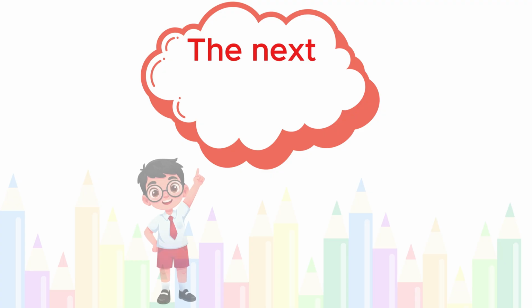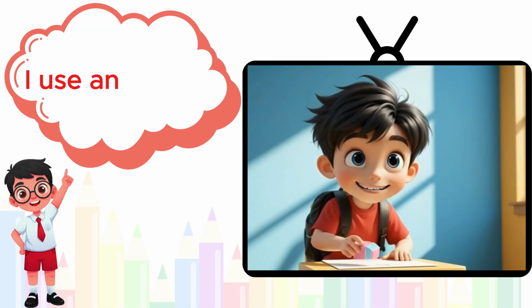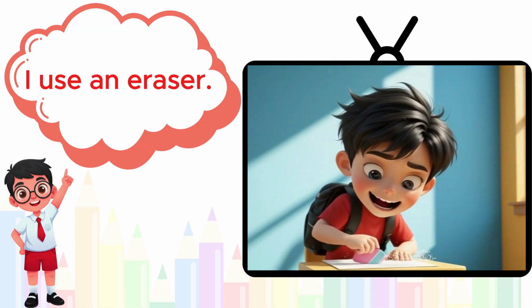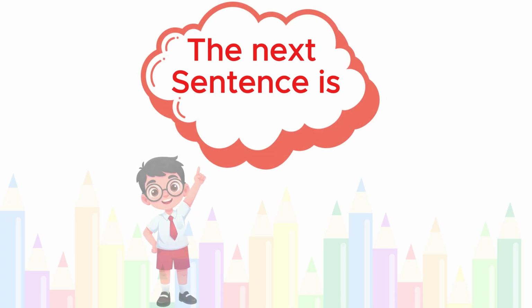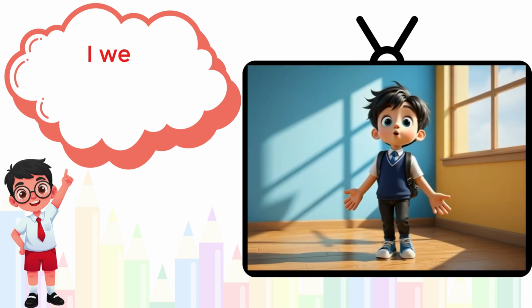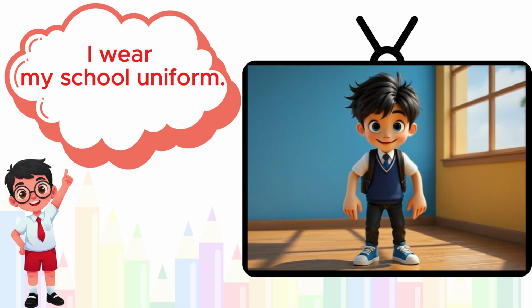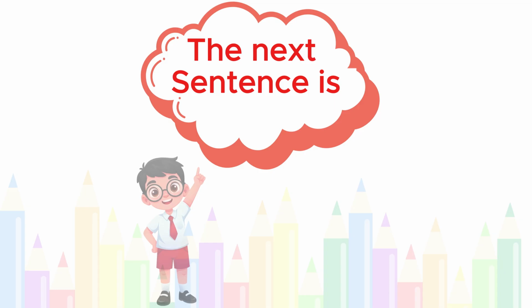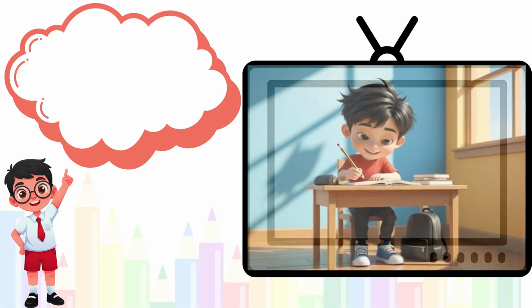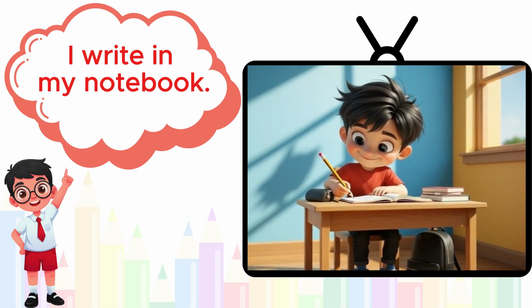The next sentence is: I use an eraser. I use an eraser. The next sentence is: I wear my school uniform. I wear my school uniform. The next sentence is: I write in my notebook. I write in my notebook.